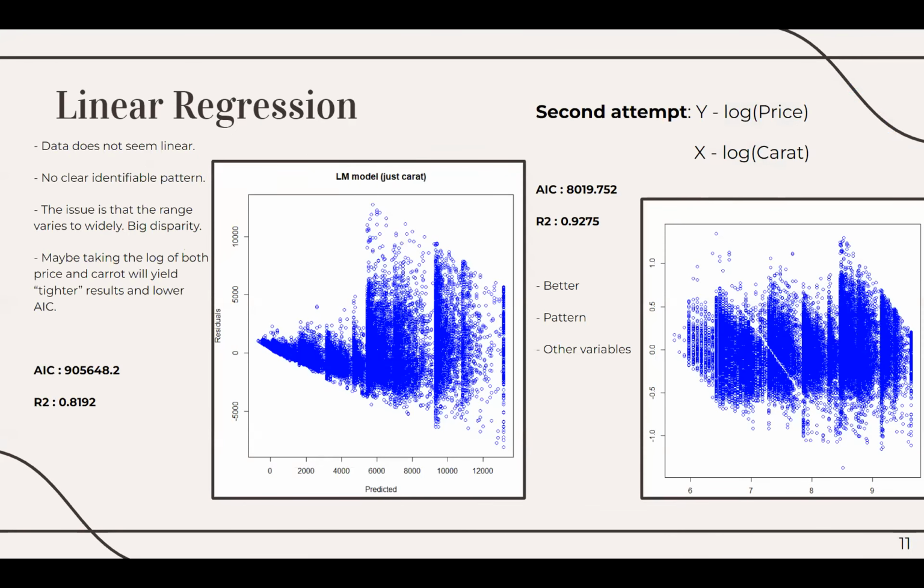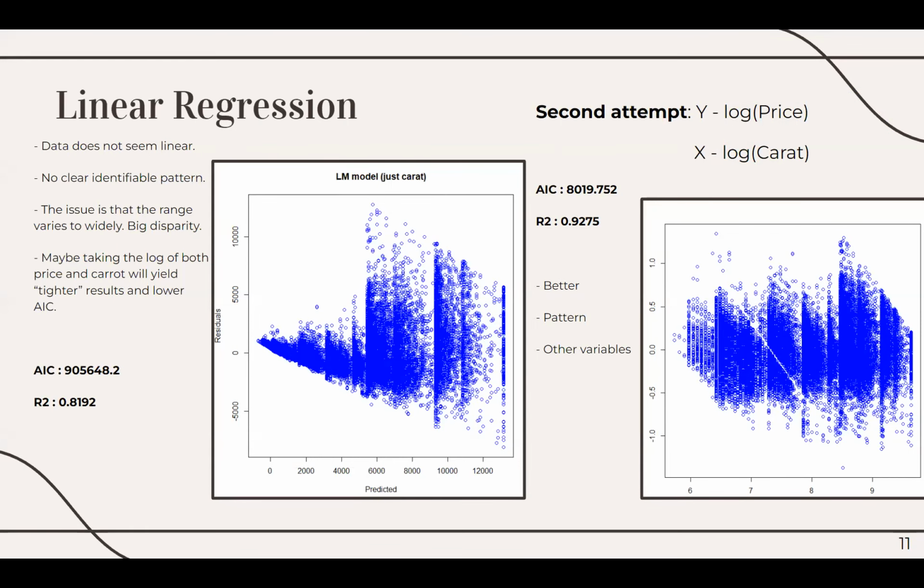That result is over there on the left. The data doesn't seem really linear, and you can see it's kind of exploding. There's no clear identifiable pattern. That's not what I wanted to see. I wanted to see more of a tighter fit. Over there, I reported the AIC and the R squared of our first model.